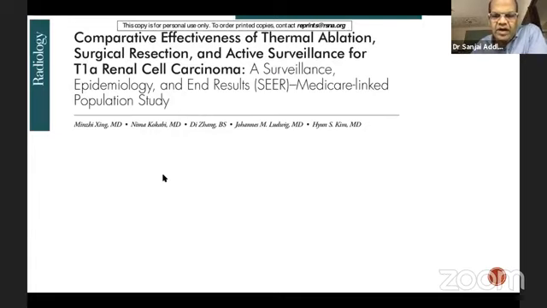Okay, I've got around 4 papers that I'm going to quote. Whenever proof of principle in any sort of cancers tends to start off from the database, just because there is an ongoing collection of data, so you just need to query the database and you might have some answers. In this one, they looked at T1A renal masses, 4 centimeters or less, and compared active surveillance, thermoablation, partial nephrectomy, and radical nephrectomy.